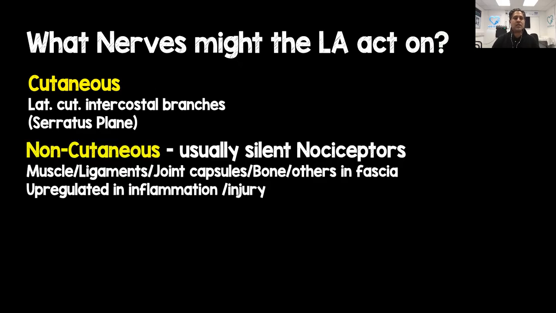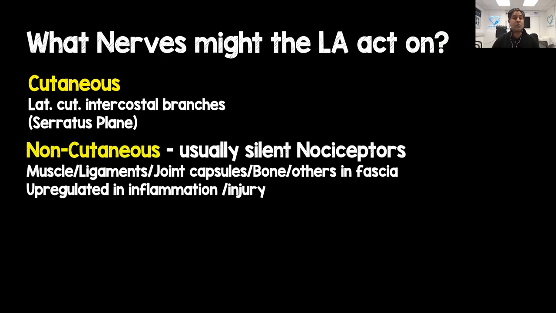What about non-cutaneous nerves? So if you think about muscles, ligaments, joint capsules, and bone, they've got silent nociceptors there. And in health, they don't do anything, they don't trigger. But if you get inflammation or injury, these nerves get upregulated, and they may well be responsible for nociception, and therefore local anaesthetic might act on those nerves.